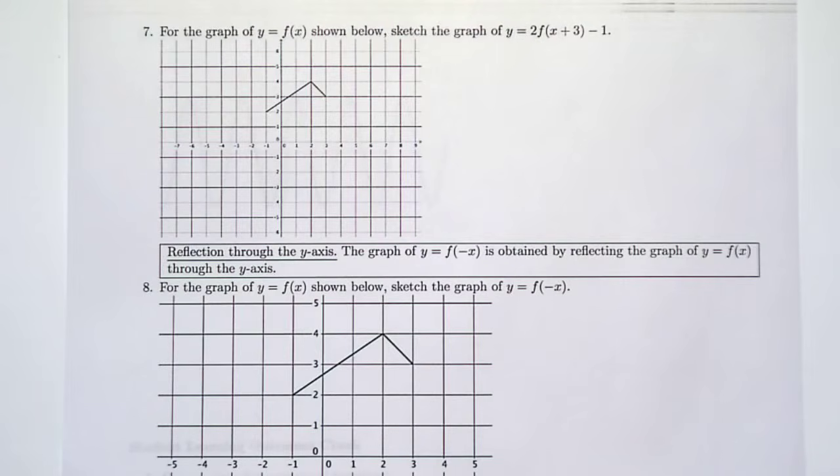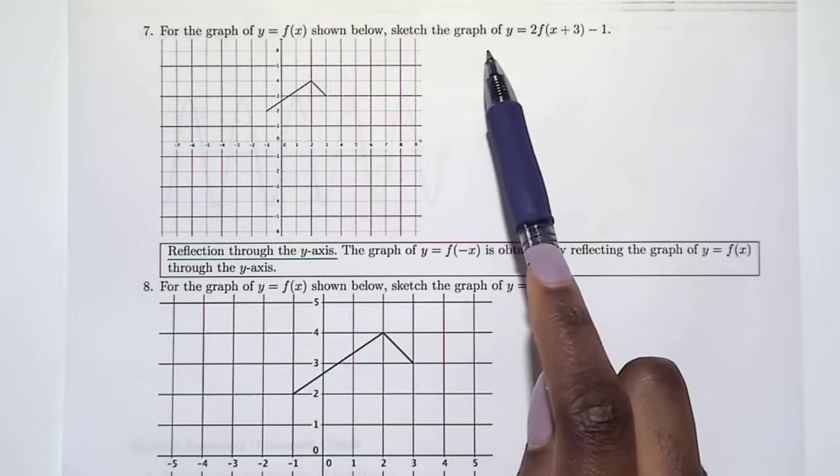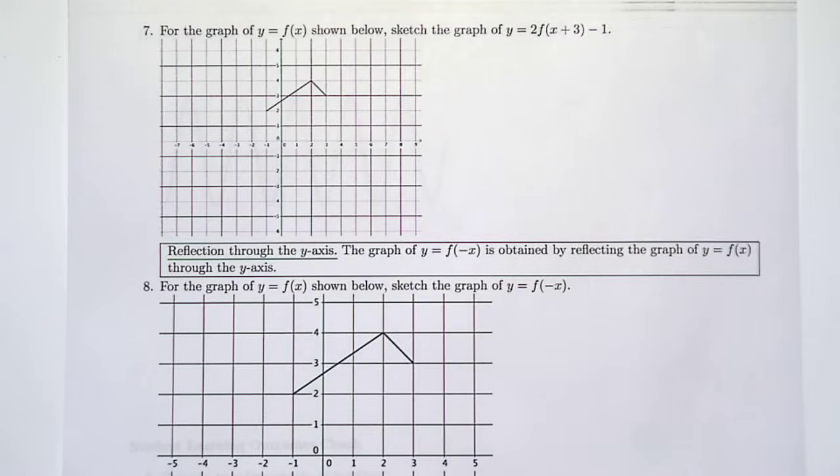Okay, so now let's put some of the things we've been talking about together. Here's the graph of f of x. It's this. And we want to sketch the graph of 2f of x plus 3 minus 1. So a lot of things have happened. It is a transformed graph. Let's talk about the individual pieces that are happening.